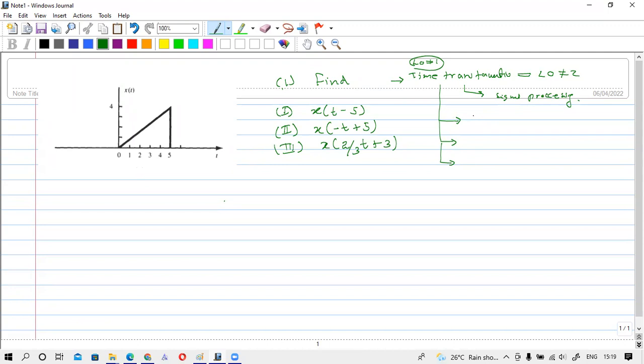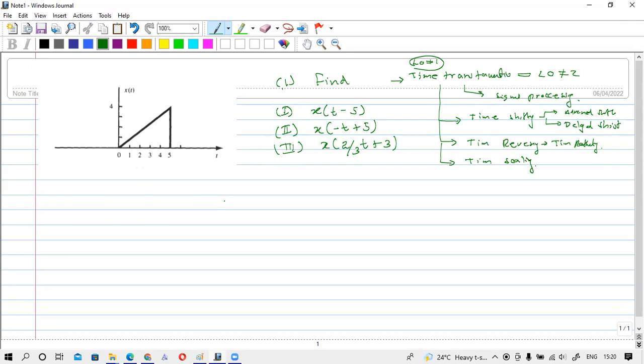One is time shifting. We have two cases for time shifting: advanced shift and delayed shift. And we have also learned about time reversing, which we also call time reflecting. And the other technique is time scaling.